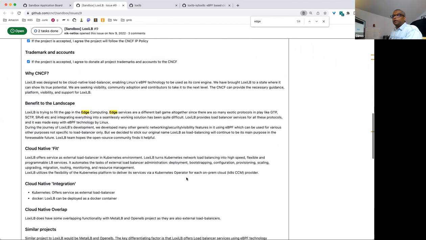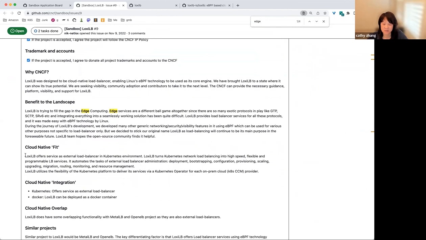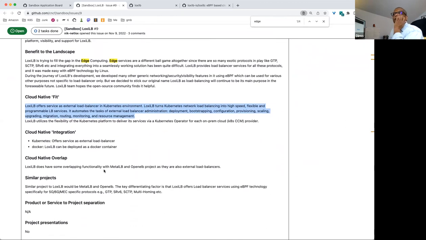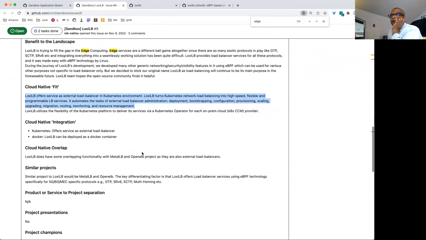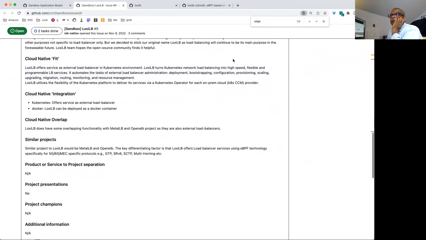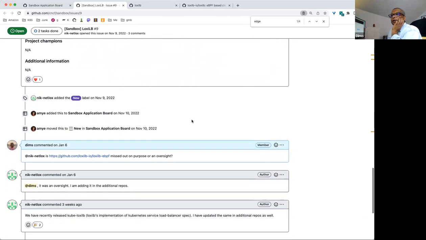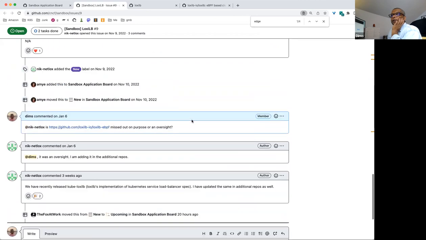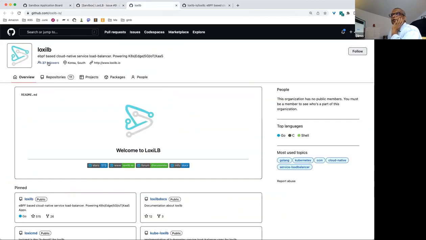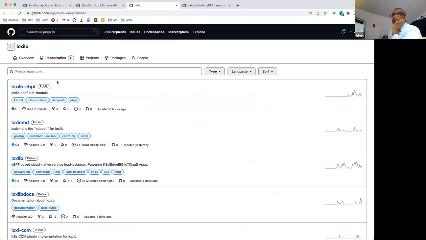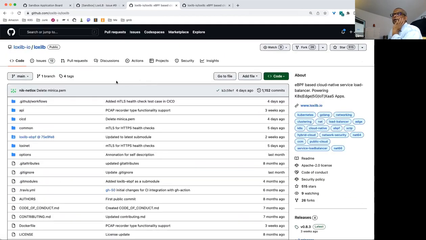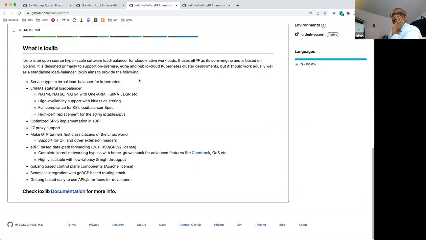It's a service load balancer to the edge clusters. So it is bound to Kubernetes scenarios, for each on-prem cloud provider. So I guess that's a good thing. Okay, going to their repository, South Korea. Kubectl eBPF. Did anyone get a chance to look at this in depth?